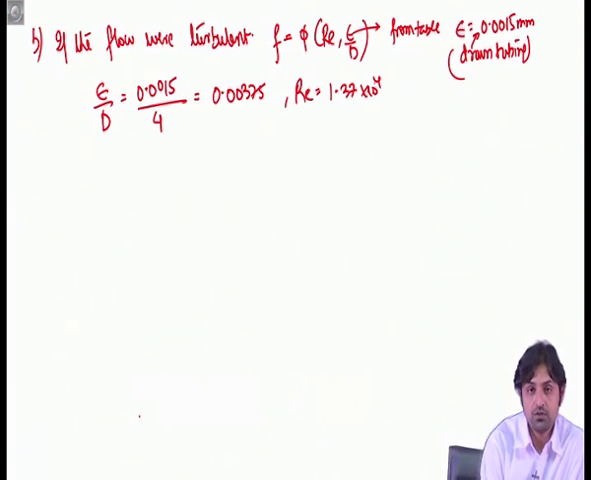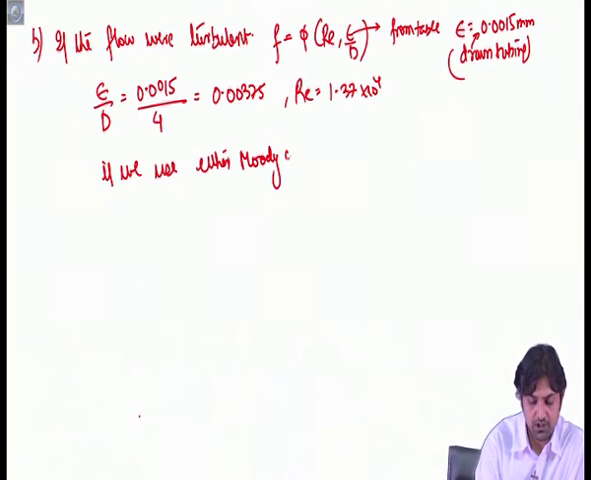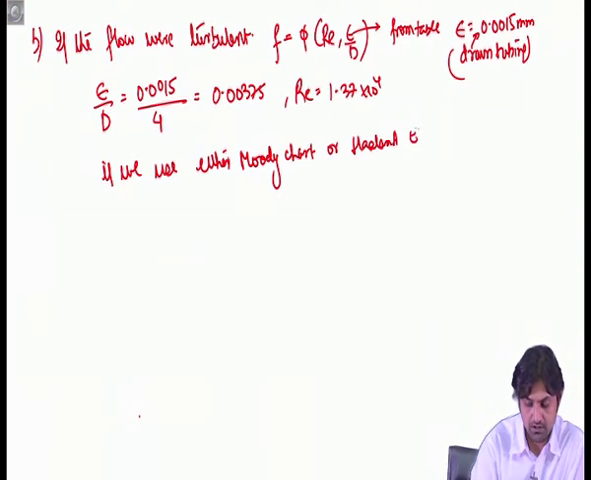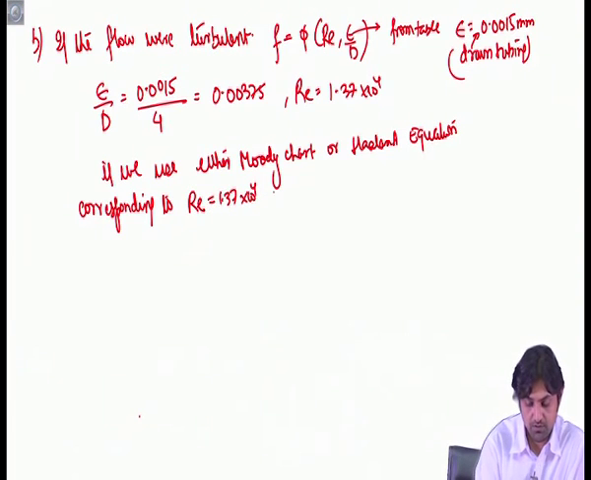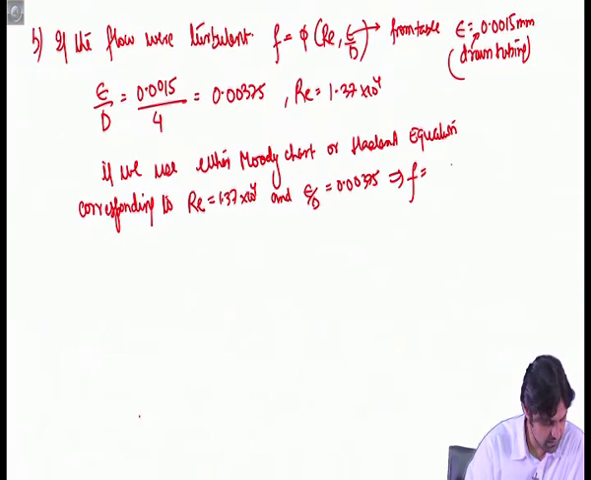All right. So if we use either the Moody chart or the Haaland equation, corresponding to Reynolds number equal to 1.37 into 10 to the power 4 and epsilon by D of 0.00375, we will get F as 0.028.